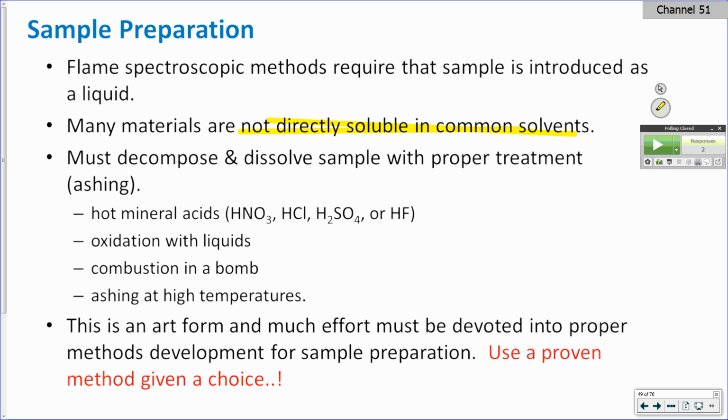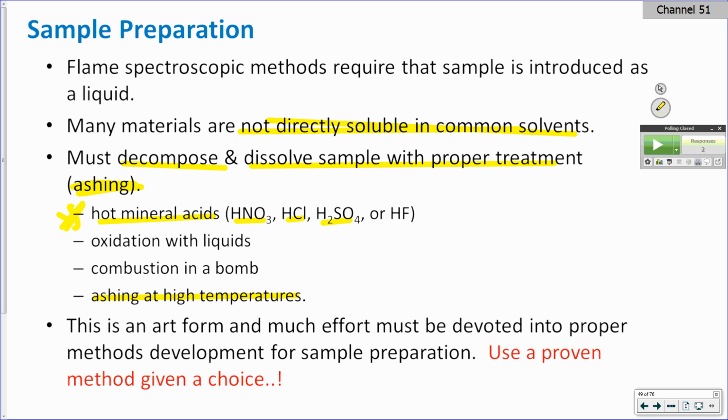So what we have to do is go through some type of process to convert a solid sample into an aqueous phase or a liquid phase that we can put inside the instrument. Typically you're doing this by decomposition and dissolving with a proper treatment, and that treatment is called ashing. You can do just a direct application of heat, like you would burn a sample in an oven, but you can do it in other ways as well. The most common one is a hot mineral acid. So you subject the sample to nitric acid, hydrochloric acid, sulfuric acid.